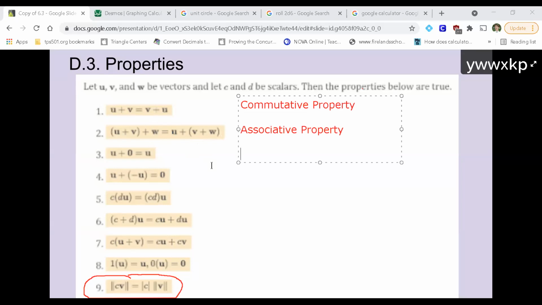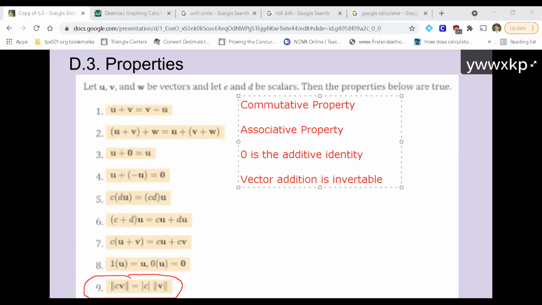The third thing here tells us that 0 is the additive identity. Any vector plus 0 is itself. The fourth option tells us that vector addition is invertible. For every vector, there exists another vector, its opposite, such that if you add a vector with its opposite, you get the identity 0.